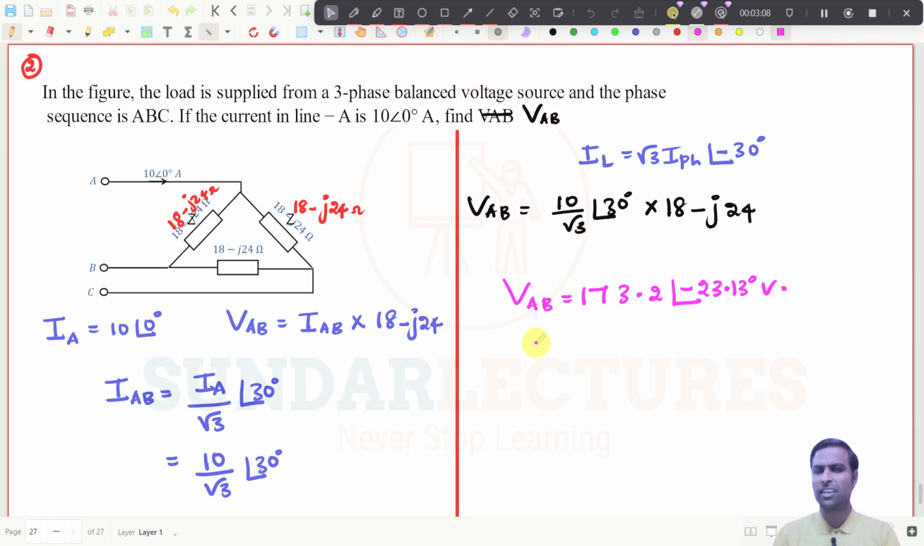Now what is VBC? Just put minus 120 degrees here, same value. For VCA, minus 240 degrees from here, same magnitude. But the question asked for us is only VAB. So we have found the value of VAB, right? This is the second question, and we will move on to the next one.